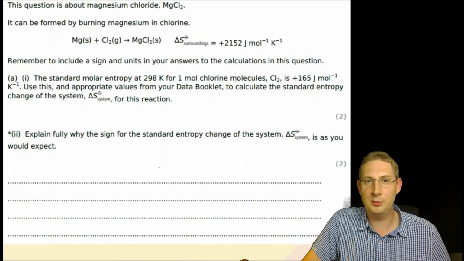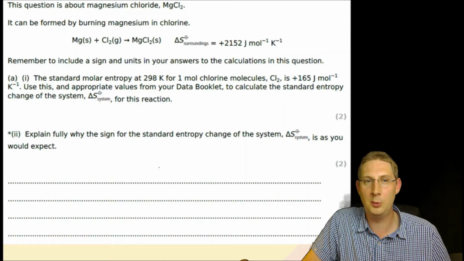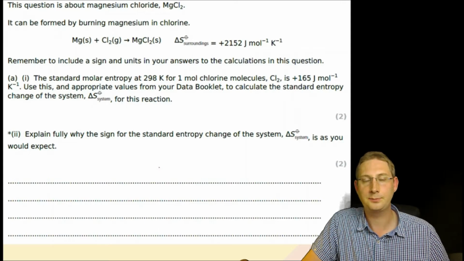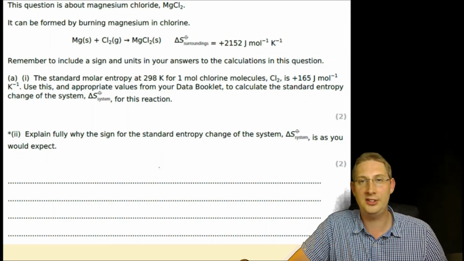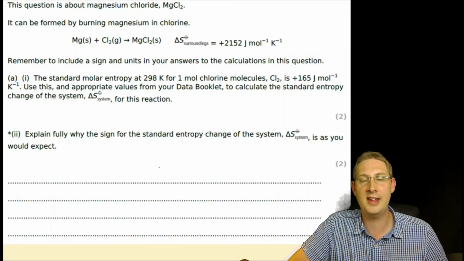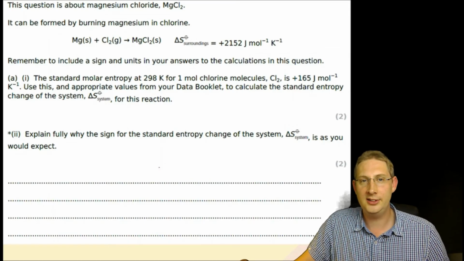The standard molar entropy at 298 K for 1 mole chlorine molecules is plus 165 joule per mole per Kelvin. Use this and appropriate values from your data book to calculate the standard entropy change of the system. Although you will not be given a data book, a lot of the questions do rely on you looking up values from a data book because they're from the old spec, and therefore you do need to get used to this. So let's look it up.